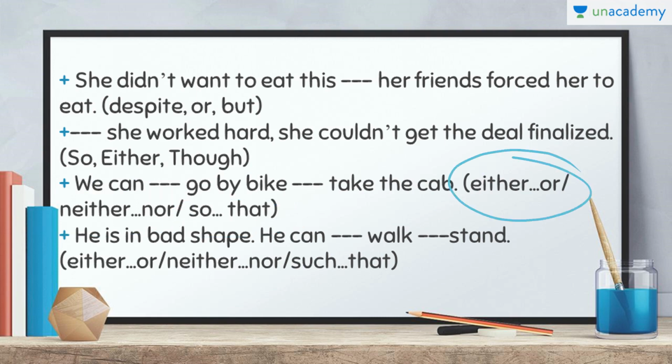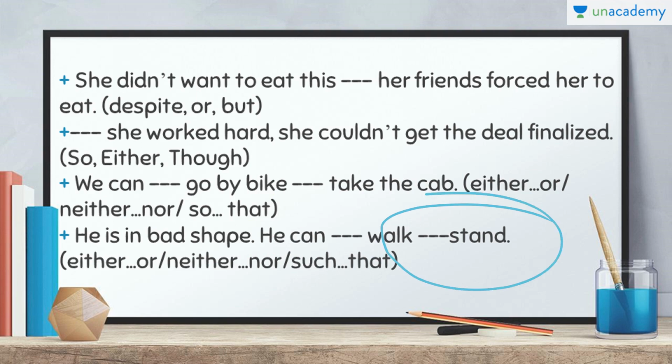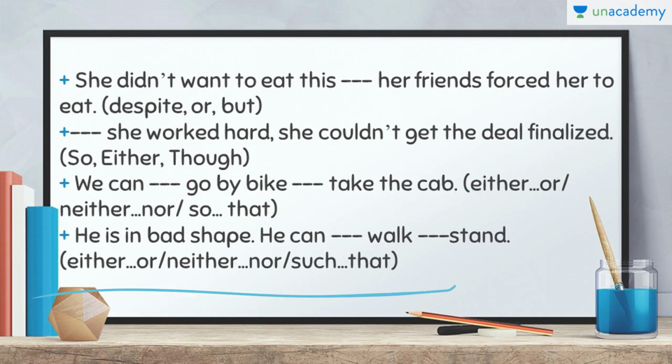You have to use them along with their other word that is given. You cannot use so along with nor, or you cannot use either along with that. Okay, keep them in pairs. He is in bad shape. He can dash walk dash stand. And here again you have some pairs of conjunctions. Use them in the pairs in which they are given.